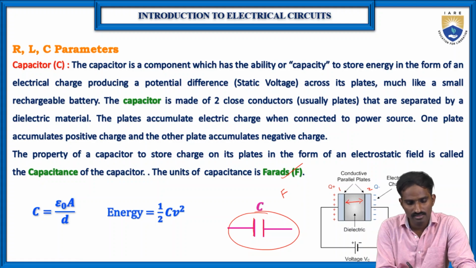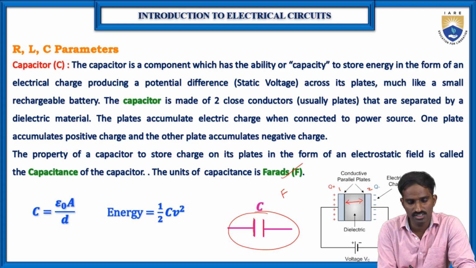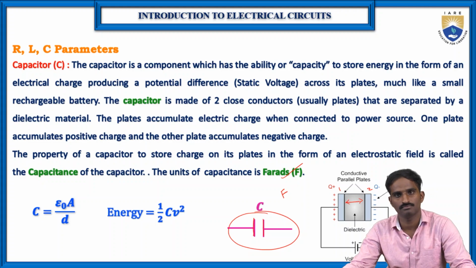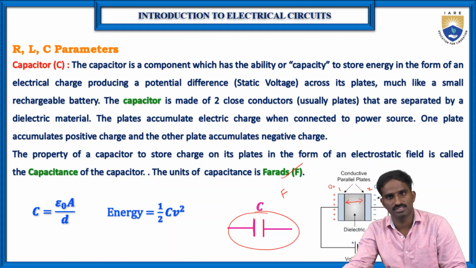And here the C depends on the distance between these two plates. So C is equal to epsilon naught A by D. Here A is the area of cross section of the plates, and D is the distance between these two plates. So this is about the capacitor.